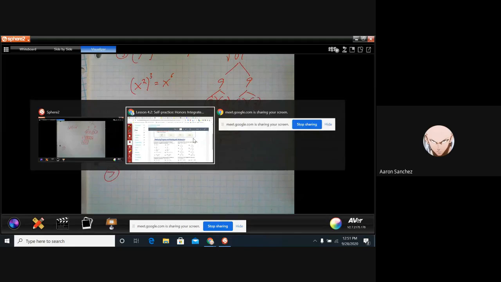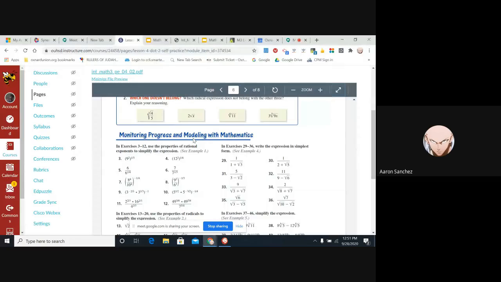Okay. 7. Look at 7. Look at all this. They're just doing all the exponential rules. 8 to the 4th divided by 10 to the 4th, all raised to the negative 1/4 power.